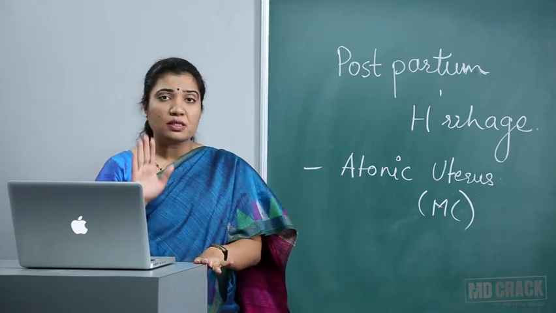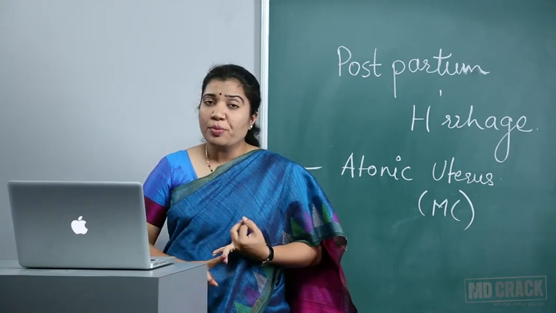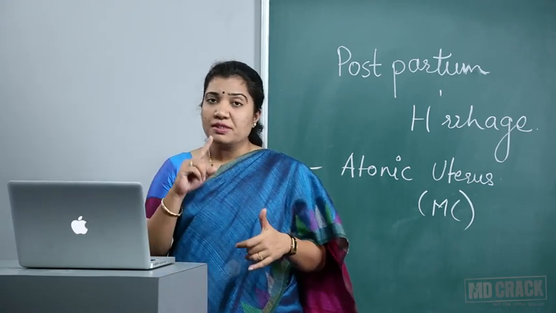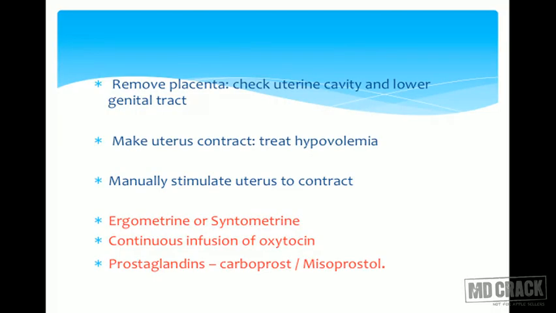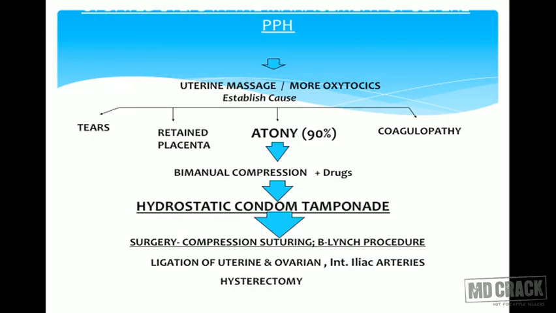So these drugs: methergine, syntometrine, oxytocin, carboprost, that is prostaglandin, and misoprostol, please don't miss or forget these names. This is a chart which tells us: PPH, the moment, start giving oxytocics and uterine massage. Atony is the cause in almost 90% of cases. Just think that if you're managing atony and the response is not that good, then the causes you should rule out: is there any tear, is the placenta still retained, or is there any coagulopathy? These are side arms, but the main arm is management of atony.